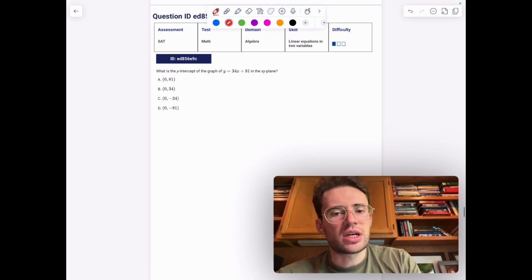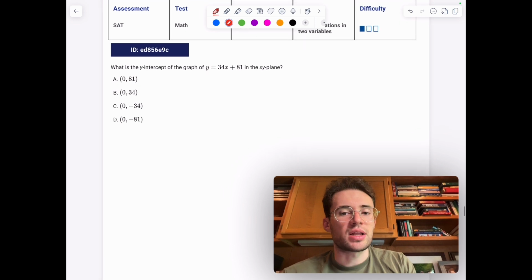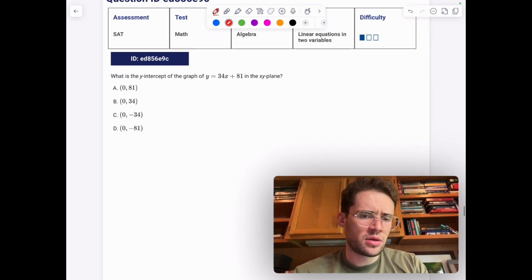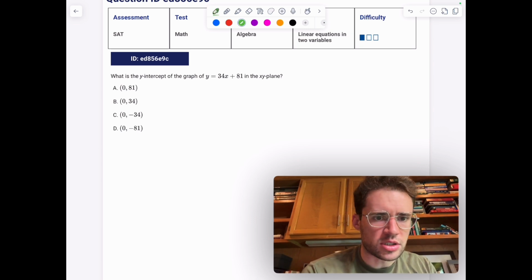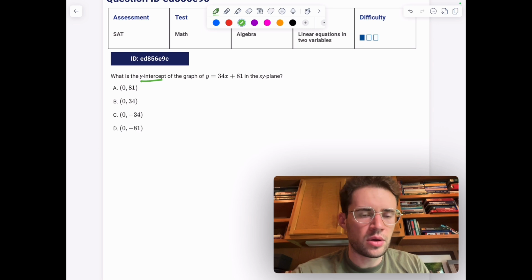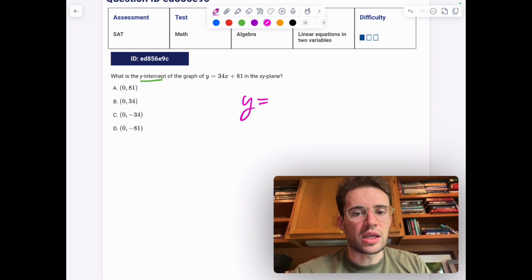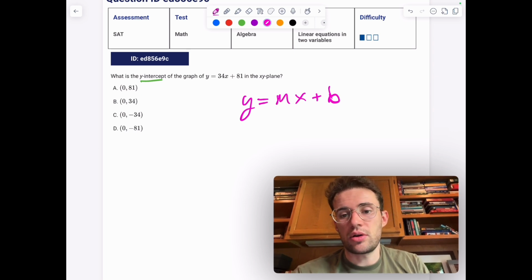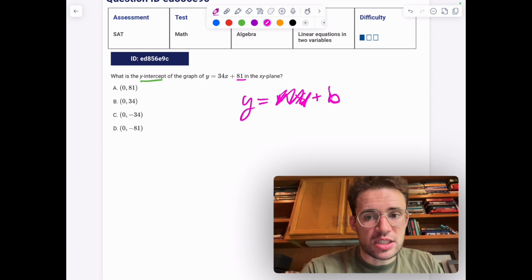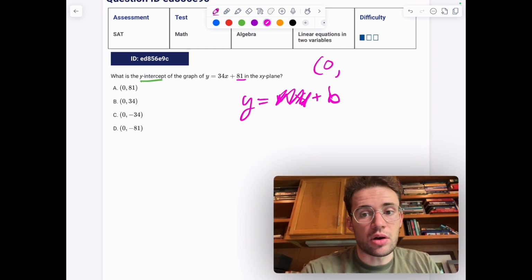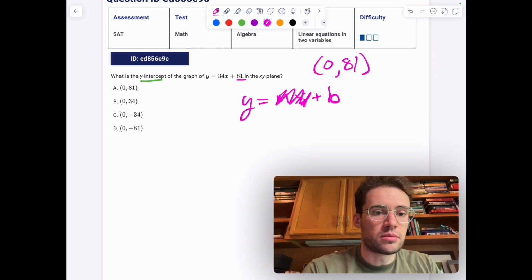What is the y-intercept of the graph of y equals 34x plus 81 in the xy plane? All right. Well, our y-intercept is just when x is 0, what's your y value? So you could plug in 0 here. Or if you know slope-intercept form, y equals mx plus b. The reason that works, that the b is the y-intercept, is when x is 0, you don't have to worry about this part. So it's just the b, y equals b. So that'd be 81. And again, that's your y-coordinate. The y-intercept is when the x value is 0, what's the y? So if it's 81, it's 0, 81.